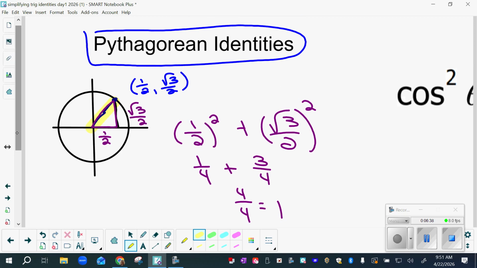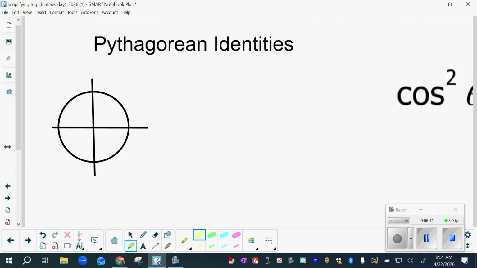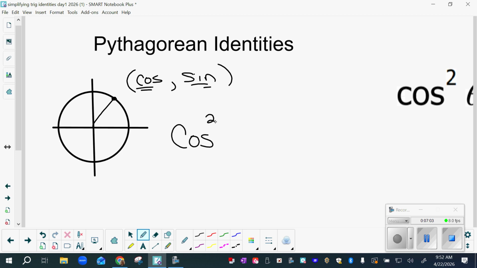So here's what I'm going to tell you. Here's my big finish on this. It doesn't matter where I am on this circle. I know from you guys telling me last week, this is always cosine and this is always sine. So here's what I know now. If I have cosine and I square it, and I add sine and I square it, no matter what, in the whole universe, it will always equal 1. And that's our final weird identity.